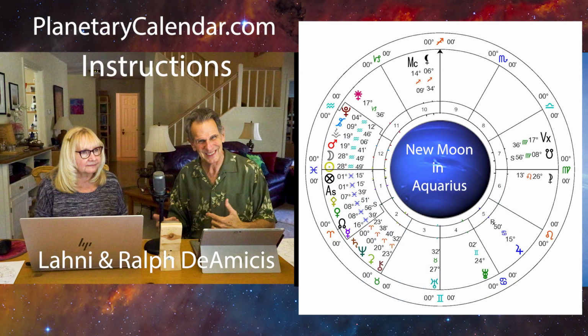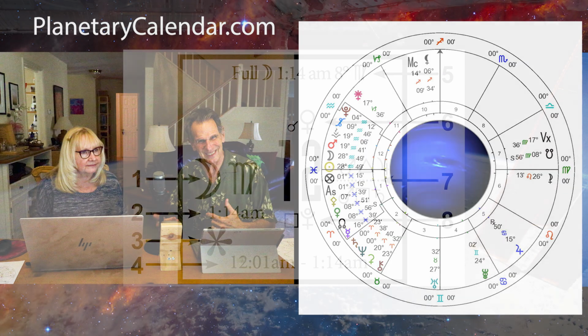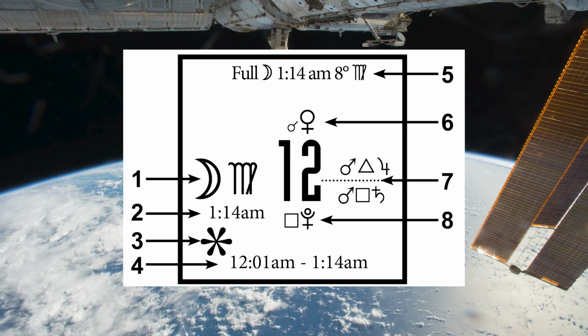Welcome to the instructions for the Planetary Astrology Calendar. Section 1. We call the boxes where the dates are the day blocks.